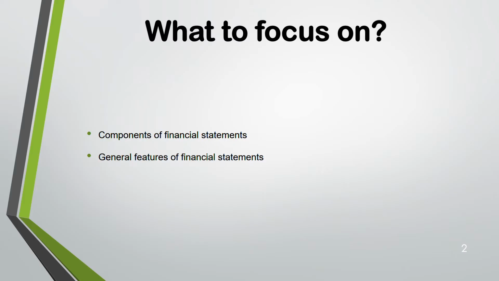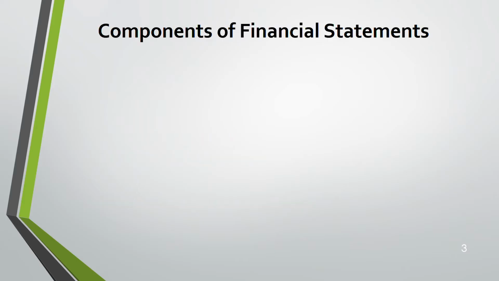Then we are going to go through the general features of financial statements, disclosure, and criticisms of the use of other comprehensive income. So these are the four main areas that we are going to cover, starting with the components of financial statements.